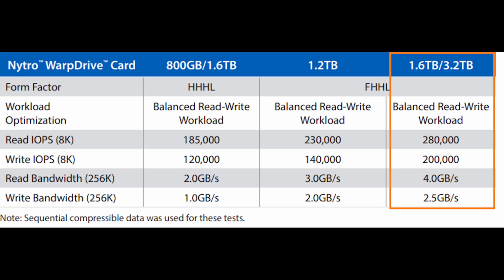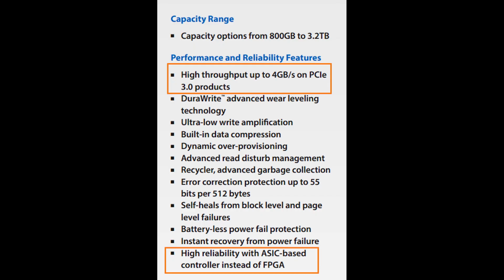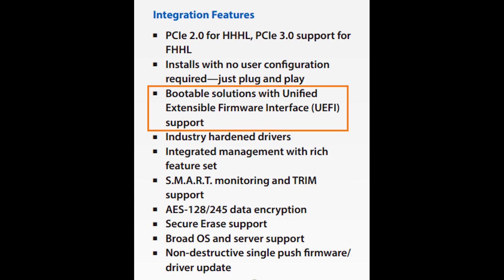It is a very heavy card with aluminum heat spreaders. According to the official datasheet, the 3.2TB model we have here has a 280K random read and 200K random write performance. It has a throughput of 4GB per second read and a 2.5GB per second write. It has an ASIC-based controller instead of FPGA, and it is actually bootable.